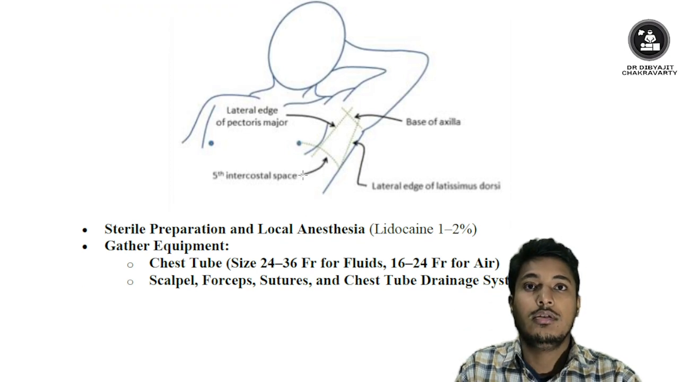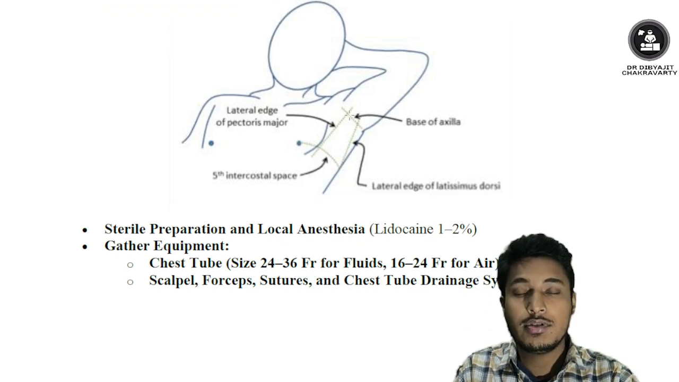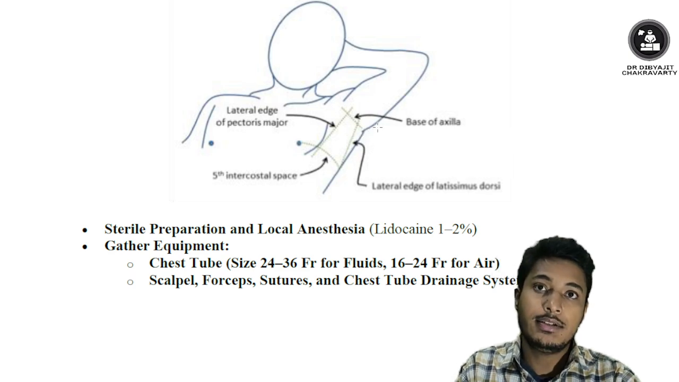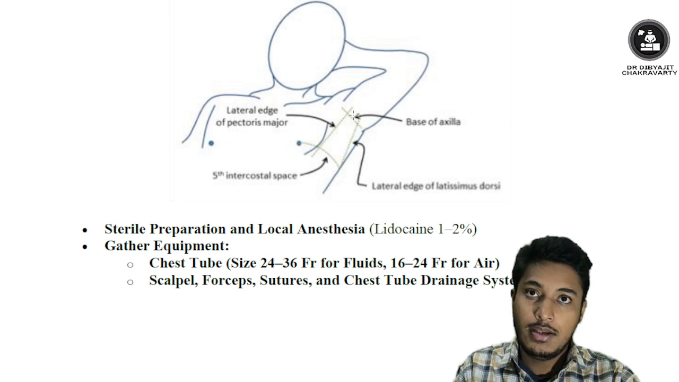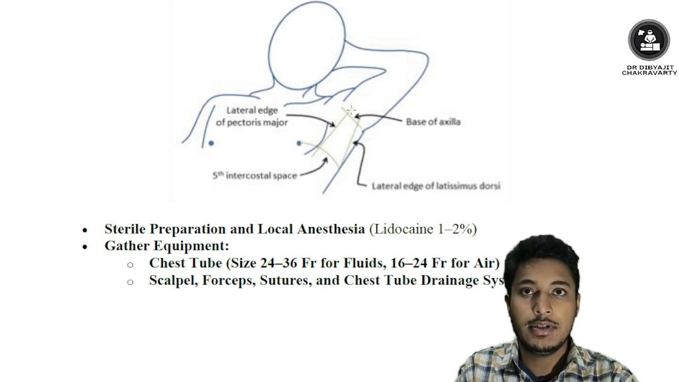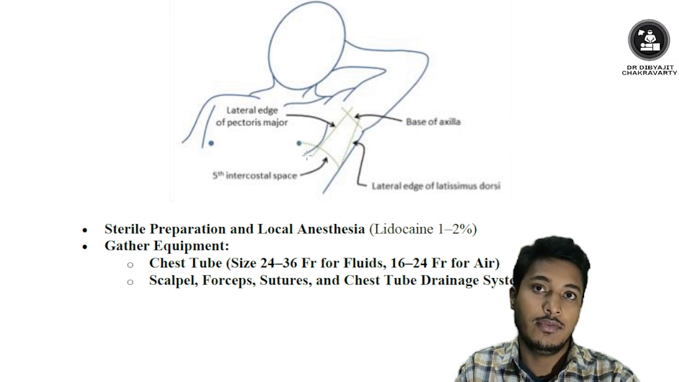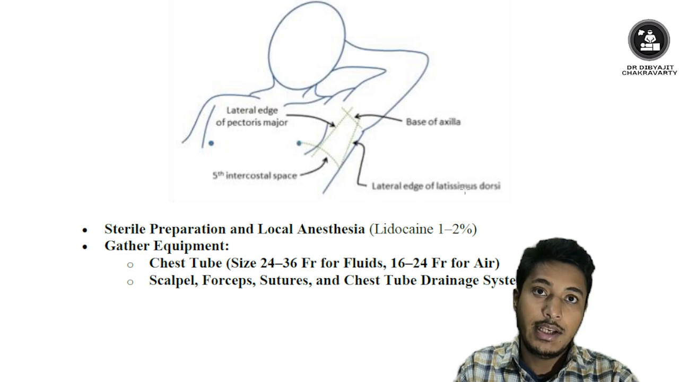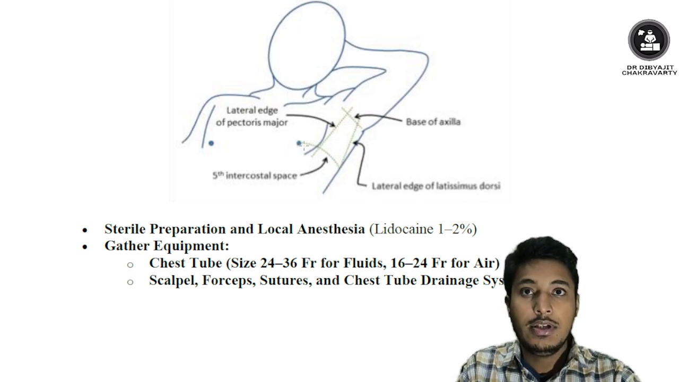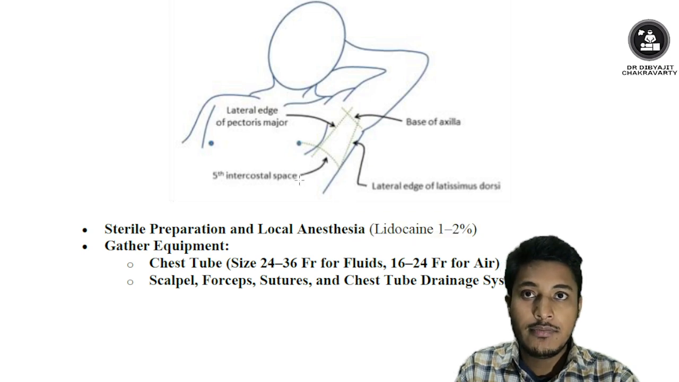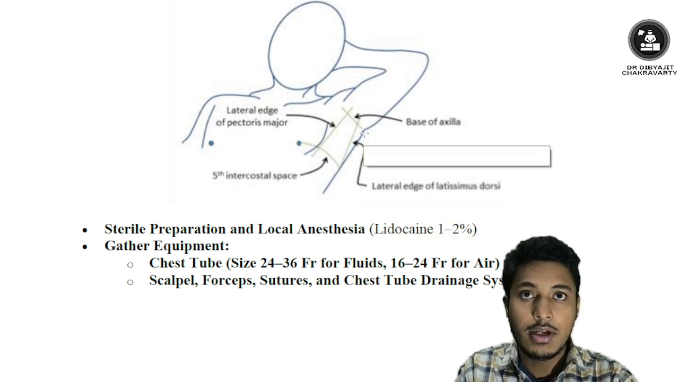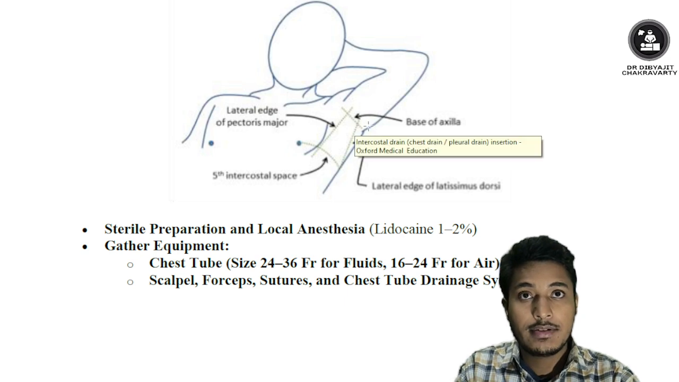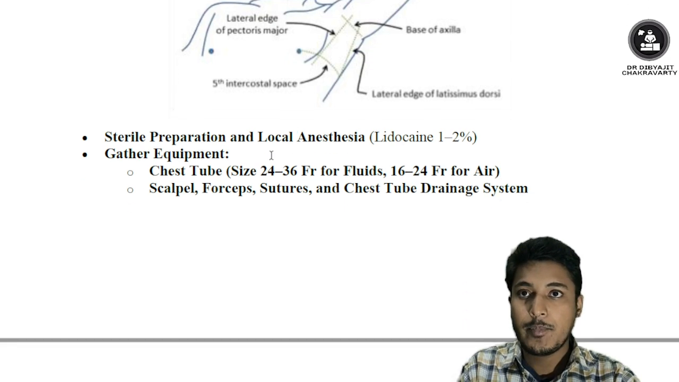So here we should learn about the triangle of safety. It is a space covered anteriorly by the lateral edge of the pectoralis major muscle. This line shown in the diagram forms the anterior axillary fold. Posterior axillary fold forms the posterior boundary. This is the lateral edge of the latissimus dorsi muscle. Below, it is bounded by the fifth intercostal space and the fifth rib. Superiorly, the apex is formed by the axilla.